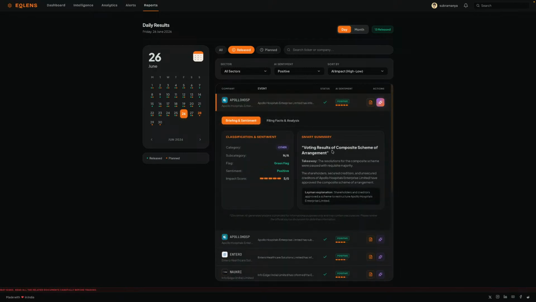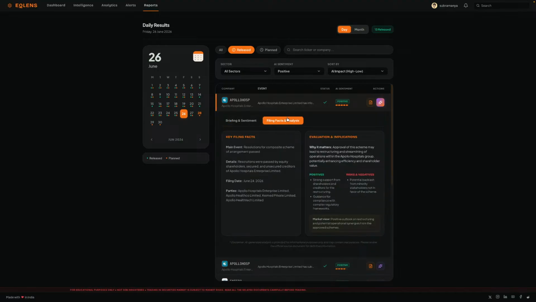Voting results of the composite scheme of arrangements. Okay, this looks like a false positive for us, by the AI summary. The resolution of the composite scheme was passed with the requisite majority. The shareholders, secured creditors, and unsecured creditors of Apollo Hospital Enterprise Limited approved the composite scheme of arrangement to restructure Apollo Hospital Enterprise Limited. Okay, I had seen this news before. They wanted to combine and restructure it.